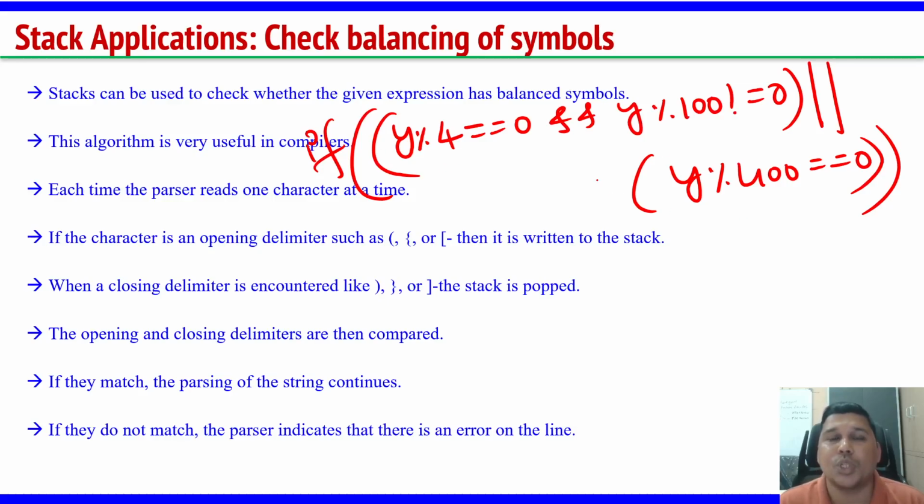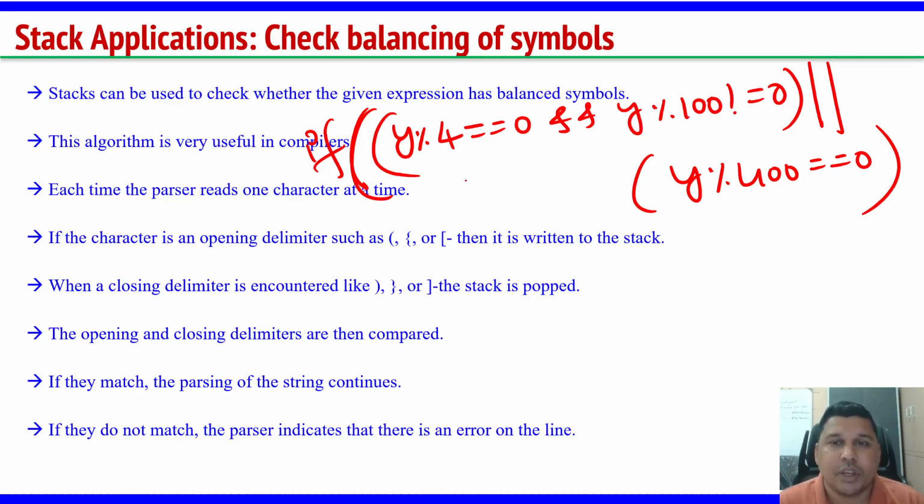Why does the compiler throw an error when you miss one? Suppose you miss this, the compiler will throw an error saying that this is opened and not closed. So one step in the whole big compiler process is the balancing of the symbols, in the sense of these brackets, whether they are properly opened or closed or not. That is the first application we are trying to see in stacks.